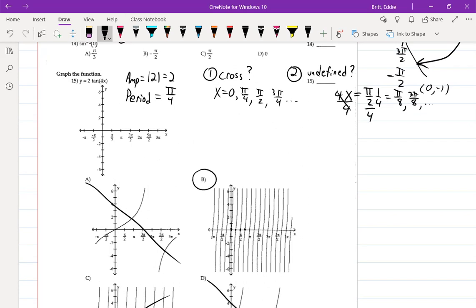So again, remember, the bigger the number in front of the x, the more graphs you're going to have in that standard window because your period is smaller.